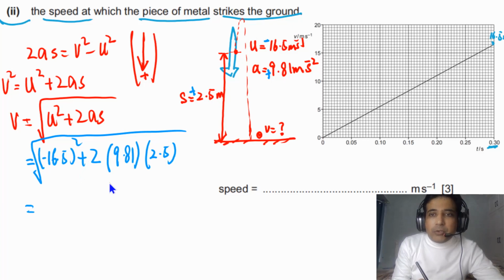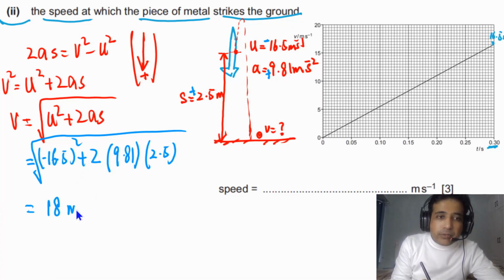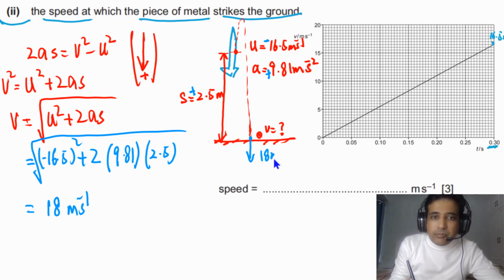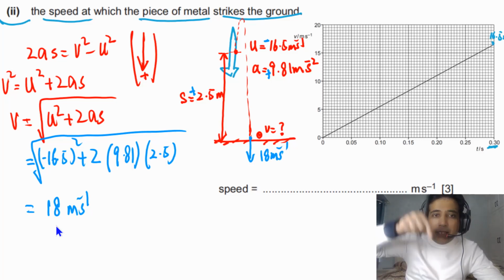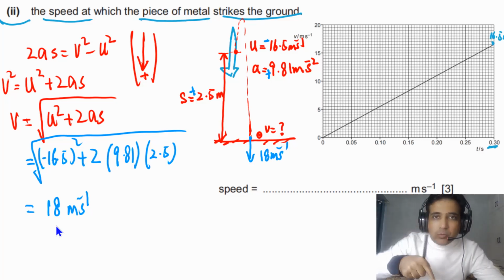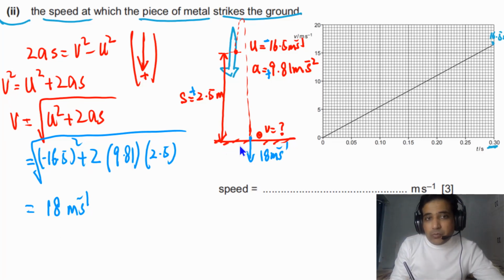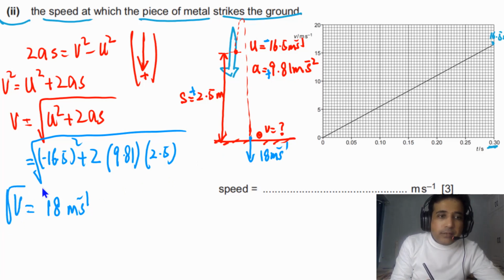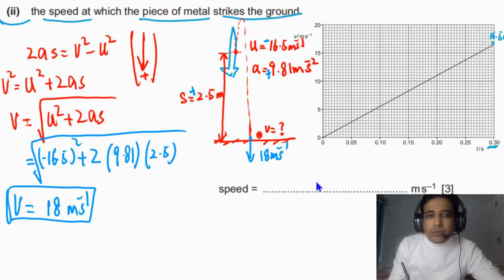In this case, the answer will be 18 meters per second when it strikes the ground. So the velocity at this point will be 18 meters per second, and our answer is positive because we have taken down as positive. It is telling us that this piece of metal is moving downwards when it strikes the ground. So this is the value of v, and this is how we can calculate. Our answer for this question is 18 meters per second.